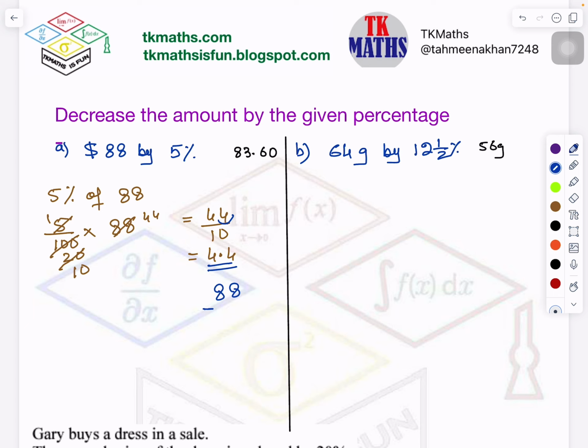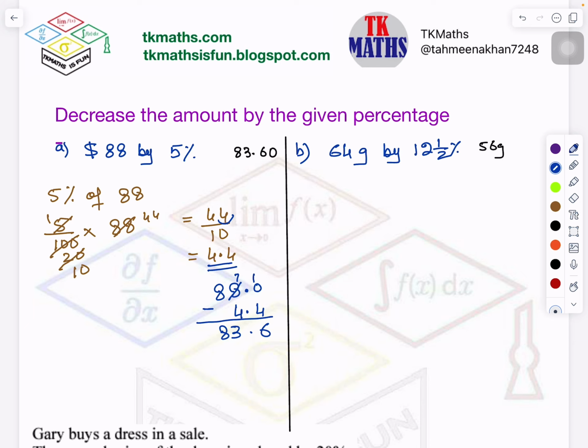Now there is something very important. In 88, the decimal is here. So when we are subtracting decimal numbers, we write the digits at the correct place, right? Do not write like this 4.4. It will go wrong. So in decimal addition and subtraction, you have to be very careful. Now when you subtract it, you can do it mentally, and if you cannot, you can do it like this. So it is 83.6. After the reduction by $4.4, it is 83.6.